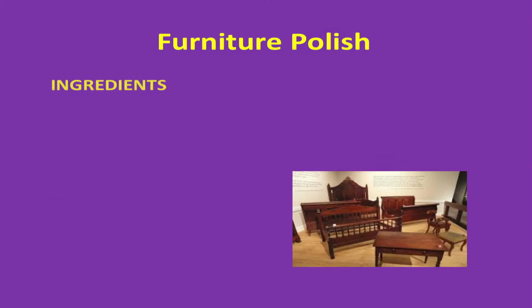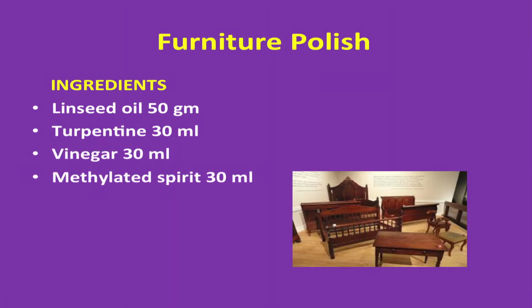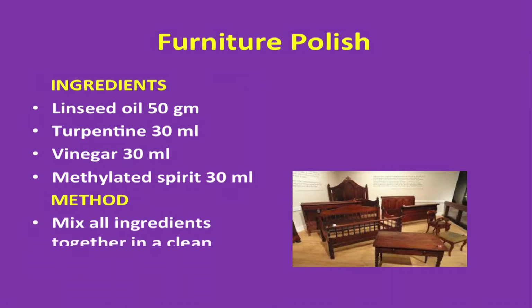Furniture polish. Ingredients: linseed oil 50 gram, turpentine 30 ml, vinegar 30 ml, methylated spirit 30 ml. Method: mix all ingredients together in a clean bottle and store.